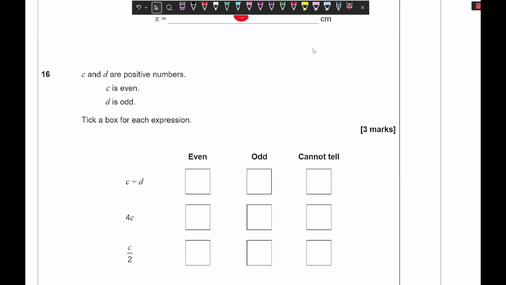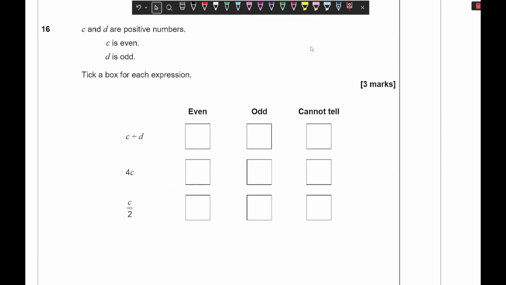Then for question 16, it says C and D are positive numbers. C is even and D is odd. Tick a box for each of the expressions. Now for these particular questions, what I would do is I would generally pick an example. So pick an even number for C. So let's say C is 10, and an odd number, let's go for 5, just a random odd number.